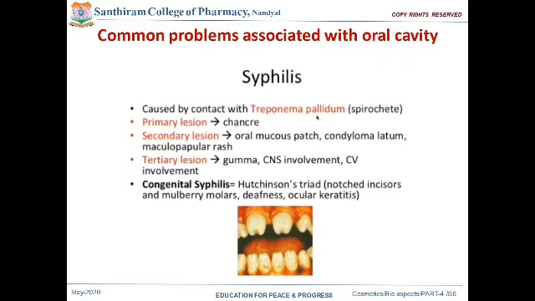Next, we have syphilis. So now we're going to start talking about bacterial infections. Bacterial infections are generally uncommon in oral mucosa, and that's mostly because of the protective effects of saliva. So syphilis is caused by contact with Treponema pallidum, which is a spirochete bacteria. This is a name that I would just drill into your head. This is a really important thing to know.